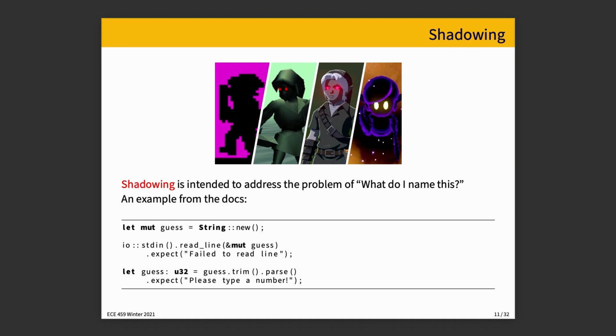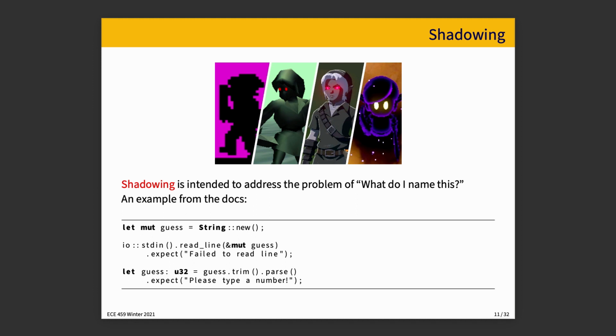And then there is shadowing. Shadowing is intended to address a problem of what do I name things. So here's an example from the docs where you read in a guess into a string variable. We're going to create guess as a new string using the constructor. So String is the class, then we have what in C++ is the scope resolution operator, and then the function new. And this function instantiates a new string.